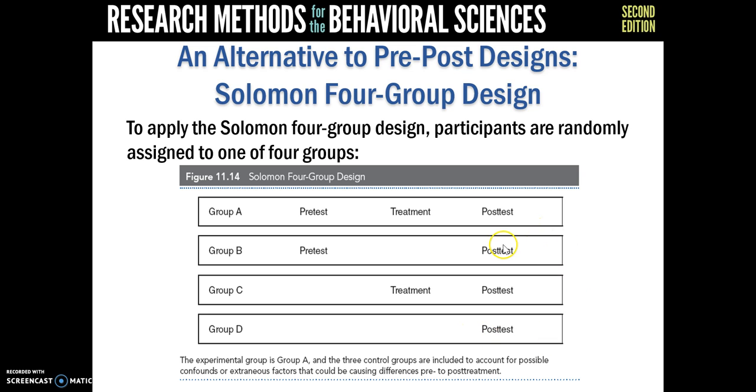So we could compare the ones without treatment, looking at the post-test, to see the differences between those. We could also compare the treatment groups' post-tests to see the differences between those. And we could also compare the pre-test groups, these two, to see whether there's a difference between treatment and without treatment.